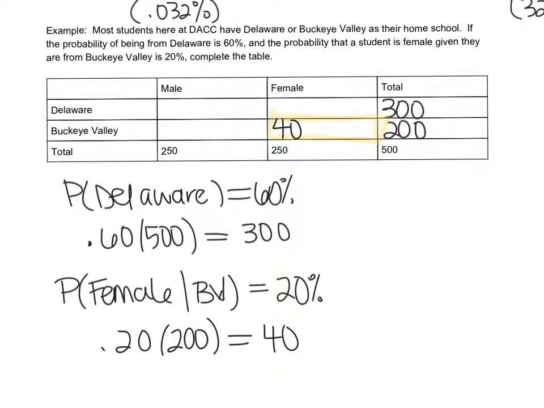And this actually gives us enough information to finish filling out our table. So if I do 250 minus 40, we get that we have to have 210 female students from Delaware. And then when we go across, now that we know our number of female students from Delaware, that tells us our number of male students has to be 90, and that our number of male students from Buckeye Valley has to be 160. And when I double check, 90 plus 160 is still 250, and 160 plus 40 is 200. So all of my rows and columns sum to the correct number.